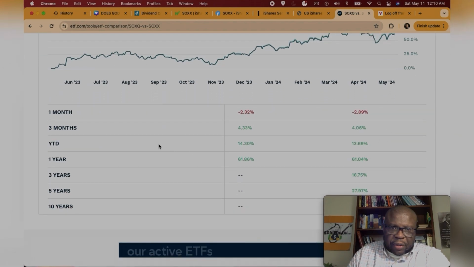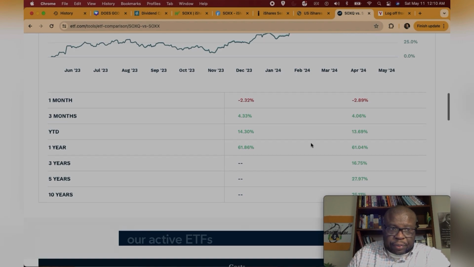For the 1 month return, both the SOXQ and SOXX are down about 2.32% for SOXQ and about 2.89% for SOXX. The year to date returns are pretty similar. SOXQ is up about 14.3% and SOXX is up about 13.69%. So both have almost equal return.